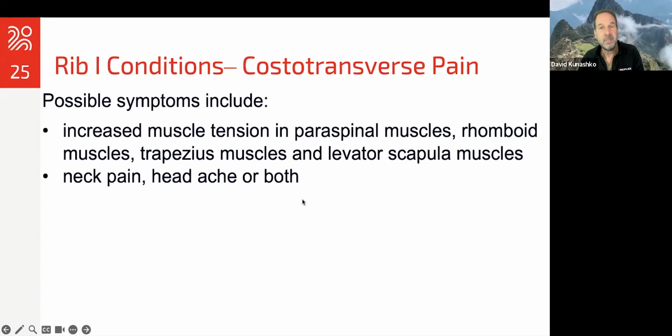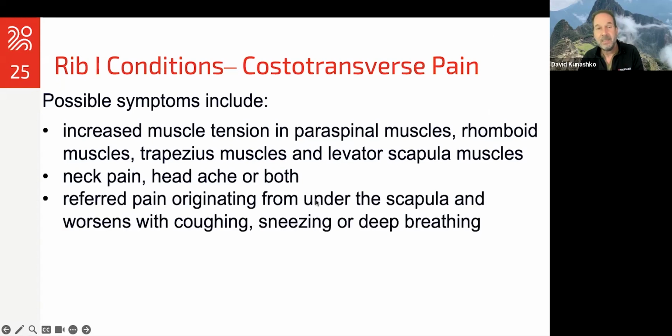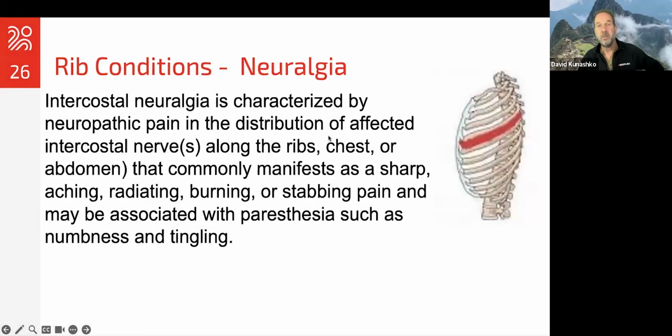Patient may also complain of secondary neck pain or headaches. Again, you might get referred pain into the shoulder blade, pain that increases with coughing or sneezing, those kinds of things. So you might get this atypical chest pain. So sometimes you have to rule out different issues as well.